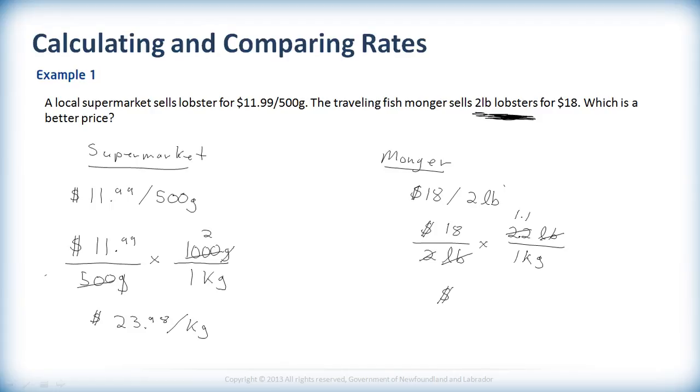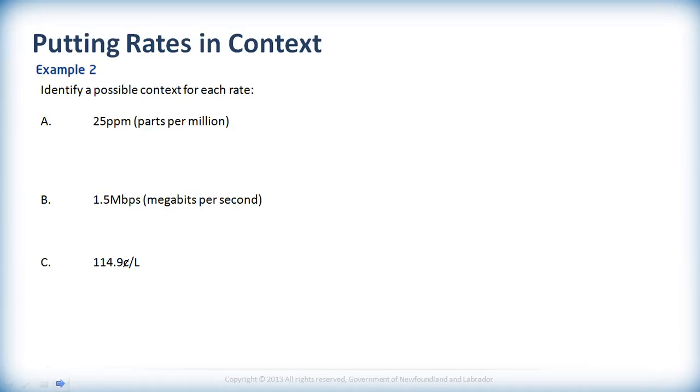So I have $19.80 per 1 kilogram, and it looks like by more than $4, the fishmonger is cheaper than the supermarket. I'm going to go to the fishmonger. I don't know about you, as long as the quality is the same.